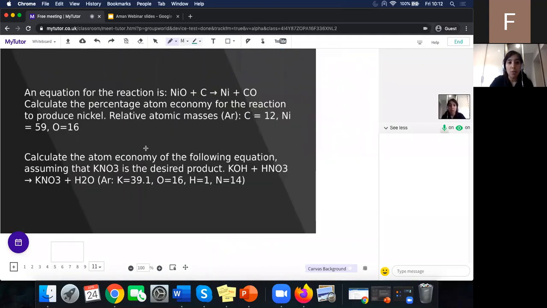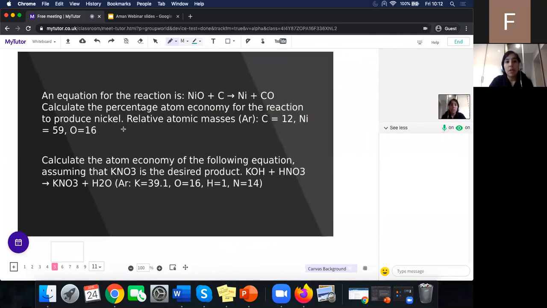Okay, let's do a couple more questions on that then. So the first one here, we've got nickel oxide reacting with carbon to form nickel plus carbon monoxide, and that's monoxide because there's only one oxygen there. Calculate the percentage atom economy for the reaction. So what do we think? What's the atom economy for this reaction then? How are we going to calculate that? And they've told us it's to produce nickel, so we know that the product that we want is nickel.